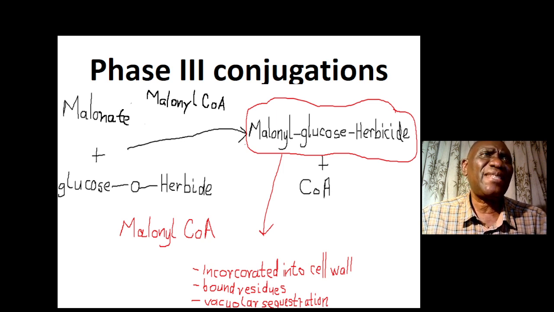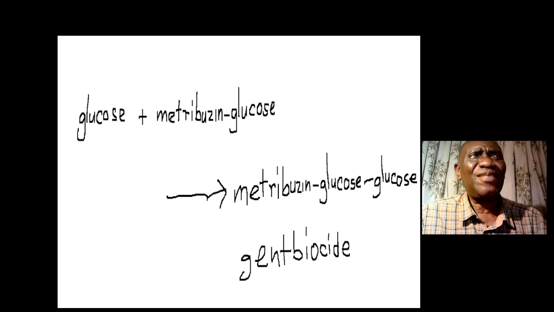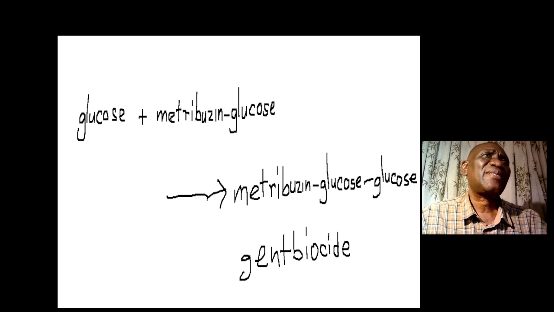Now this part here is incorporated into the cell wall, or it can go into the vacuole. For example, you can have a metribuzin attached to glucose, and the glucose can be added. You get metribuzin glucose conjugate.